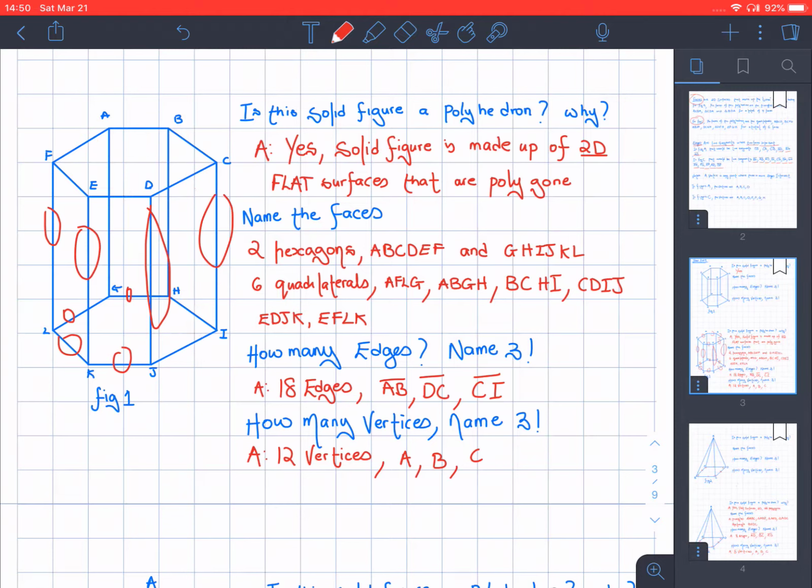So let me remove that so it's clear. Edges being where the faces meet are those sharp lines that you see, and we can pick three out for the answer: lines AB, DC, and CI. Then vertices are all the nodes of this polyhedron, all the sharp points, where three or more edges meet. So we can pick any of the letters: A, B, C, D, E, F, G, H, I, J, K, L, pretty much all of them are vertices.